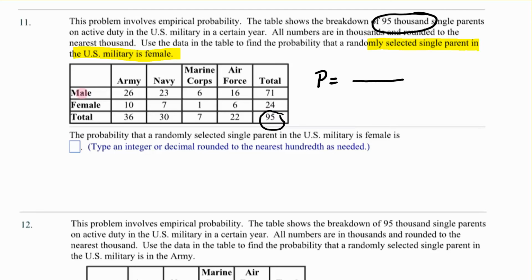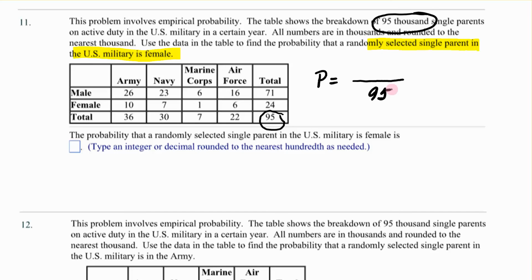This is male, single parents, Army, Navy, Marine, Air Force, total male. Female, 10, 7, 1, 6. In the different branches, total of 24. Total Army, right here. Total Navy, right here. Total Marine, total Air Force, total. Okay. The sample space was actually given up here. It is down here. Calling it the sample space, that's not quite accurate. The total number is 95, and I will remember that it is 1,000.